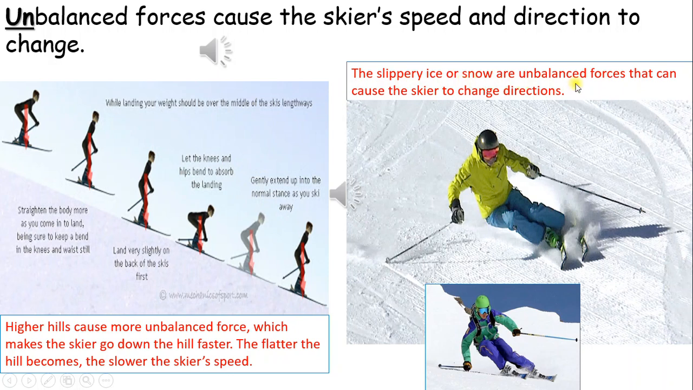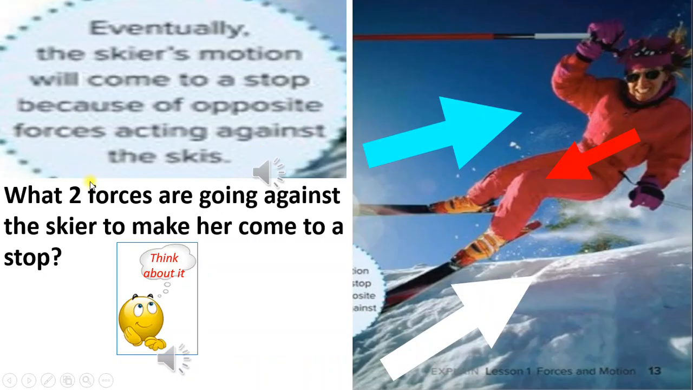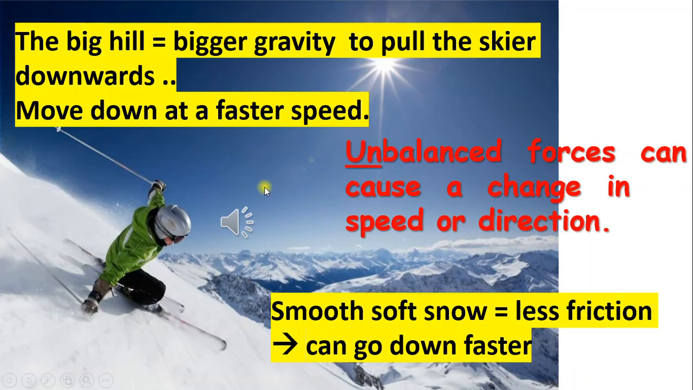The slippery ice or snow are unbalanced forces that can cause the skier to change directions. Unbalanced forces can cause a change in speed or direction. What two forces are going against the skier to make her come to a stop? Air, wind, and snow. Unbalanced forces can cause a change in speed or direction.